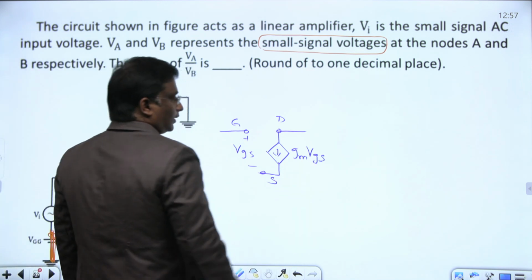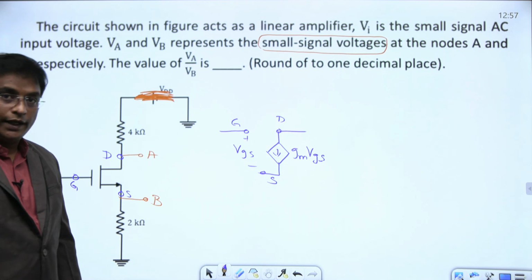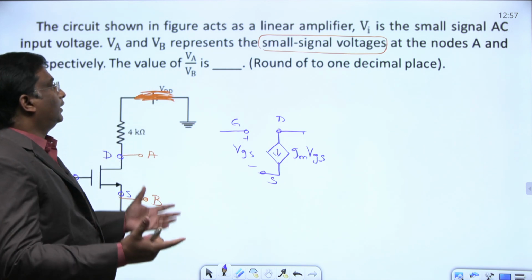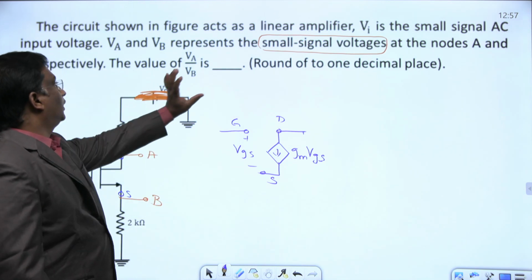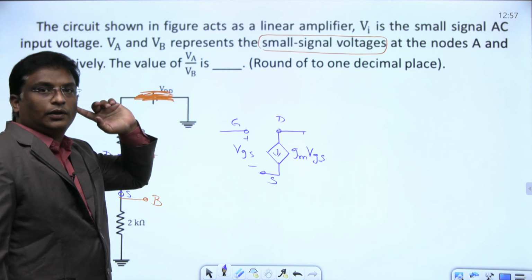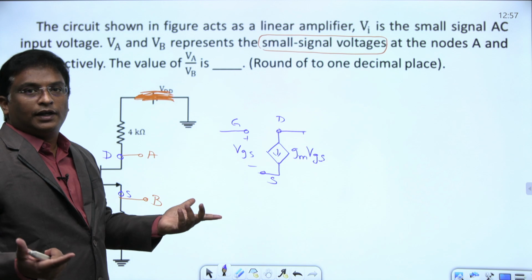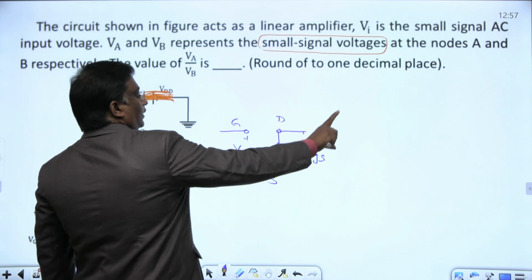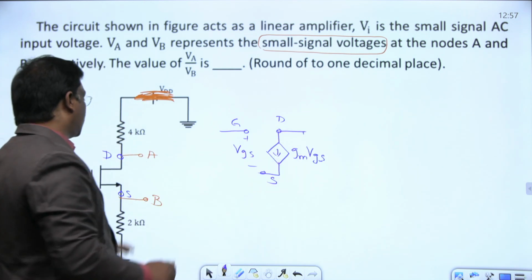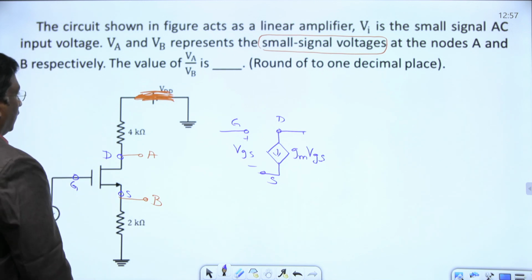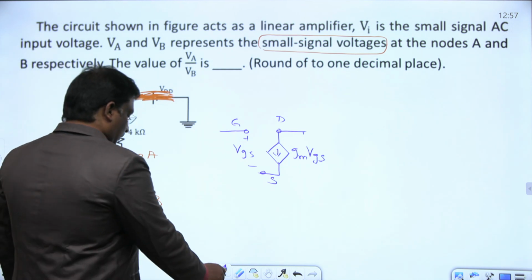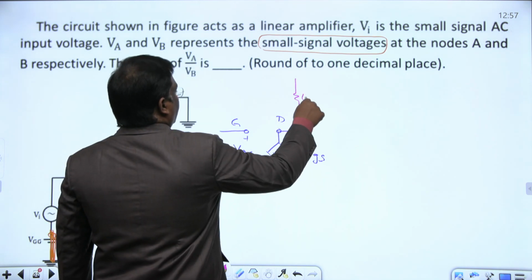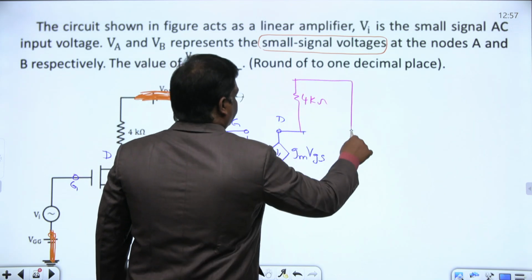And suppose if channel length modulation is also taken into account, you will get a R0 resistor here parallel with that current source. Here nothing is told, no information about early voltage. In BJT we will talk about early voltage. Here no channel length modulation parameter lambda is given, so it is neglected, which means R0 is infinity. Right, this is the small signal model. MOSFET replaced by small signal model. Next, this is a 4K, this is a 2K. This is a 4K resistor connected like this. Ground.